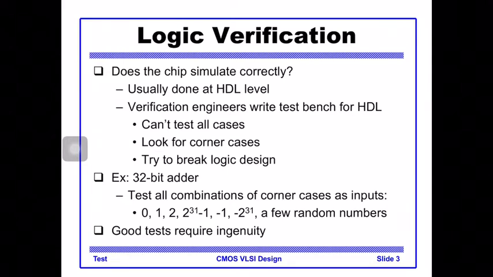There are also certain functions you need to test to see if the chip will malfunction or not. For example, in a 32-bit adder, you can test all the corner cases. Let's say all zeros, all ones. The inputs are 2 to the 31 minus 1, and 2 to the 31, and a few other random numbers. Testing also requires expertise, and good tests require a lot of skill.